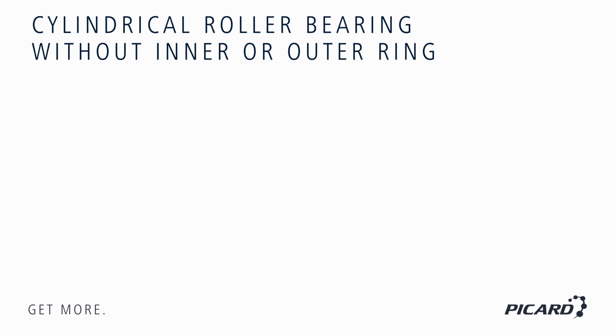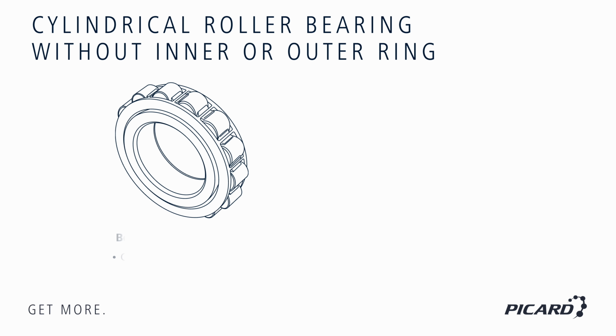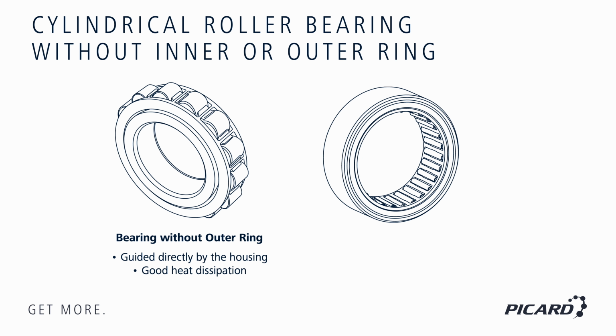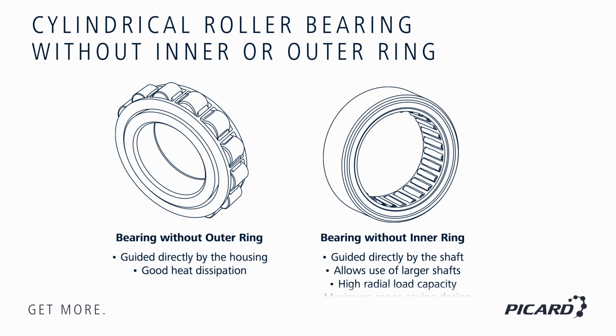Cylindrical roller bearings without an inner or outer ring offer a particularly compact solution. In bearings without an inner ring, the housing directly guides the rollers. This allows larger shaft diameters to be used and therefore increases the stiffness of the shaft. In bearings without an outer ring, guidance takes place directly on the shaft. This enables a very compact design, good heat dissipation, and high radial load capacity because the available installation space is used optimally. Both variants offer great design flexibility and are primarily used where the runways can be hardened and ground directly on the shaft or in the housing.